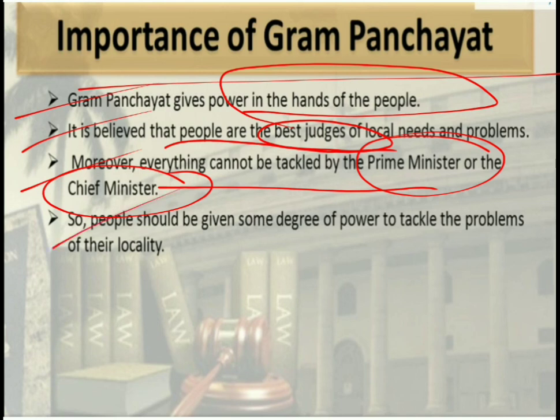So the people should be given some degree of power to tackle the problems of their locality, so that people who are above 18 years are able to hold the meeting, that is called Grama Sabha, and the secretary records these proceedings, and the Gram Panchayat members and Sarpanches listen to these proceedings, and they release the fund for the welfare of the villagers.